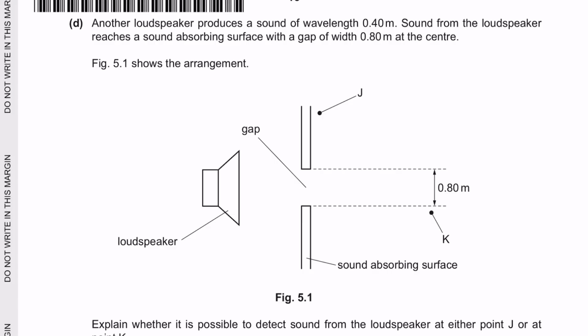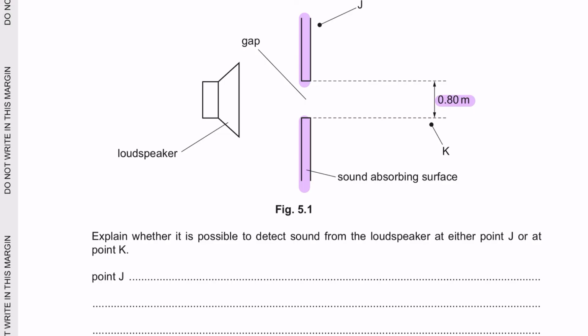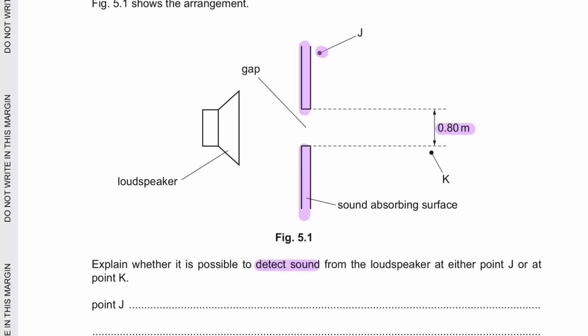Next, question D. Another loudspeaker produces a sound of wavelength 0.4 meters. Sound from the loudspeaker reaches a sound-absorbing surface, this one, with a gap of 0.8 meters. Figure 5.1 shows the arrangement. Explain whether it is possible to detect sound from the loudspeaker at either point J, which is here, or at point K, which is here.